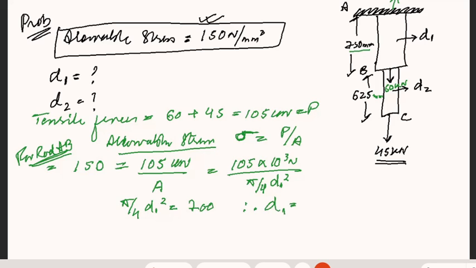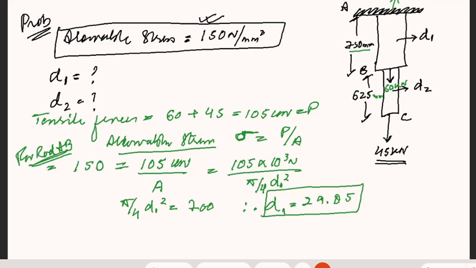Give me the value of D1. 29.86. How much? 29.86. Okay, it is 29.86. So you have calculated the amount of D, or diameter, for what?